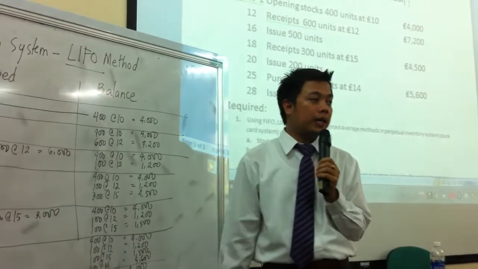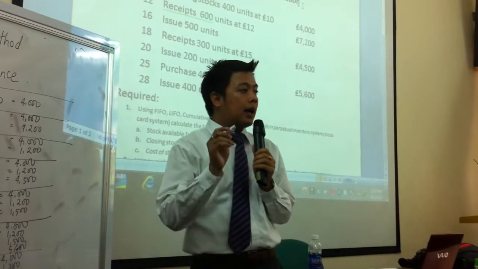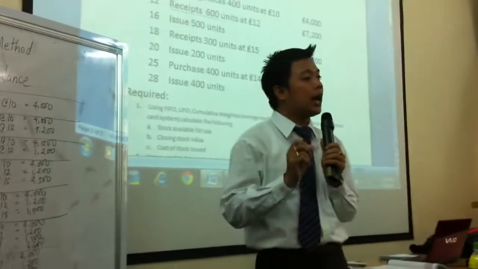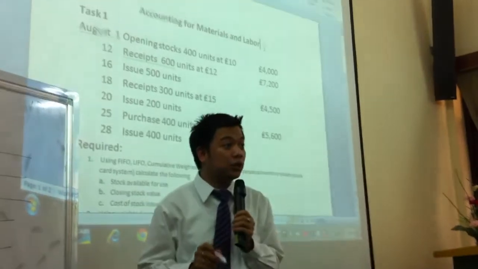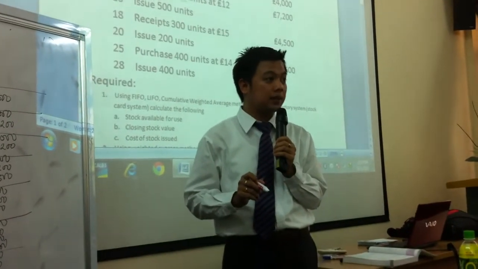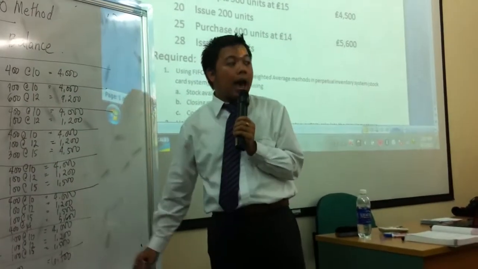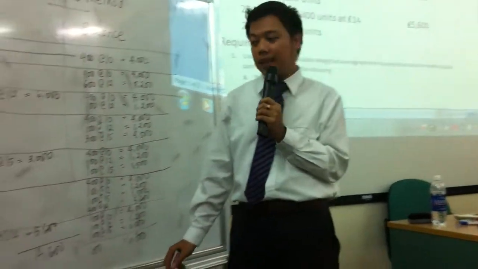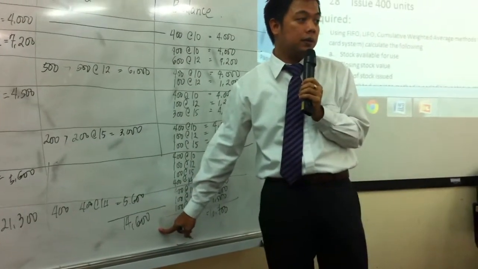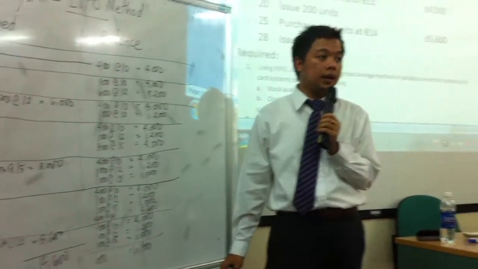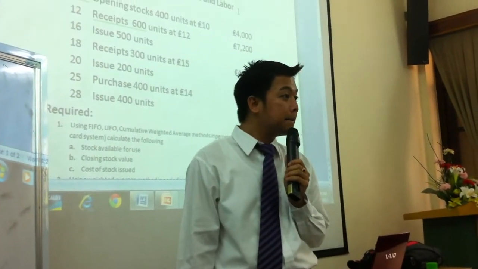Yes. Okay. Question. Using LIFO perpetual inventory system, how many or how much is our closing units? 600 units. And how much is the cost of closing stock? 6,700. How much is our merchandise available for sale? 21,300. And how much is our cost of goods sold? 14,600. Okay. Any question? Clear? Yes. Very good.